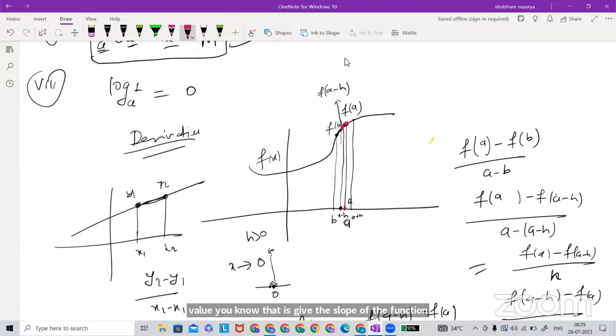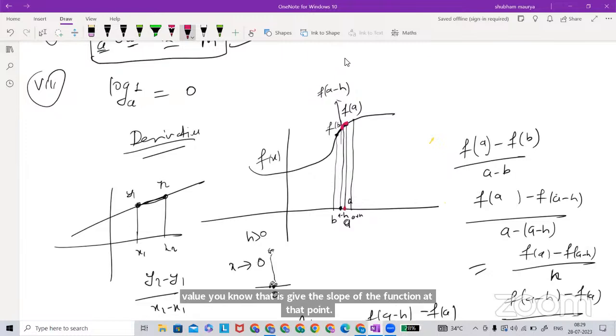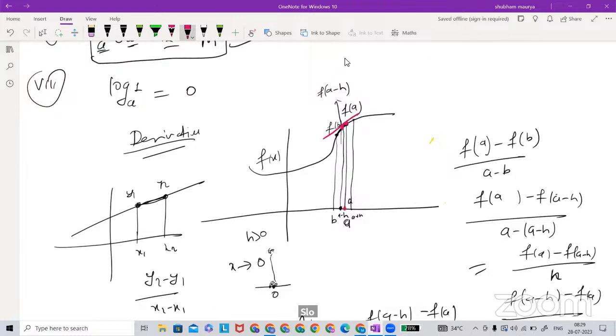that gives the slope of the function at that point. Slope of the function means what? You will get the slope of the tangent at that point. What do you mean by the slope of the function? Slope of the function means you get the slope of the line which touches the graph at that point. Correct? That's the meaning of the slope of the function.